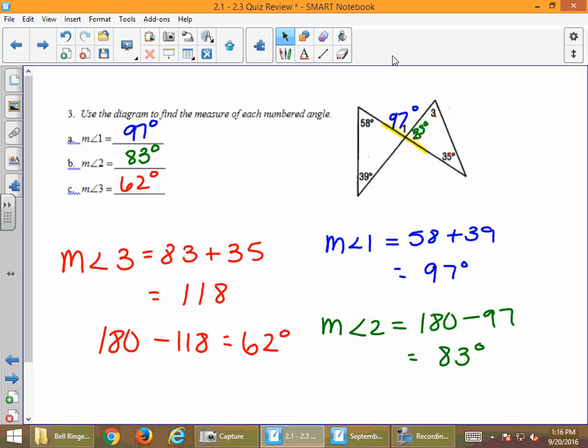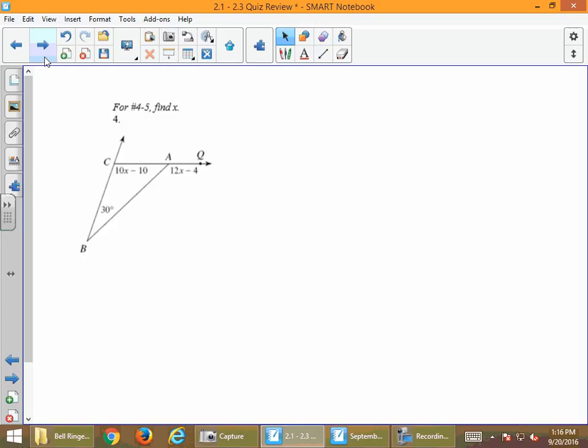Right. Give me a minute to get started on this. Four. Really similar to this last one. Think about that outside angle. Think about the angles. All we're doing is finding x.